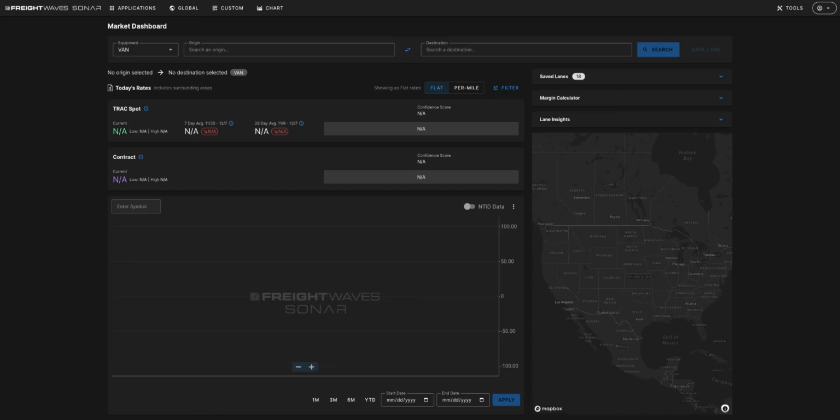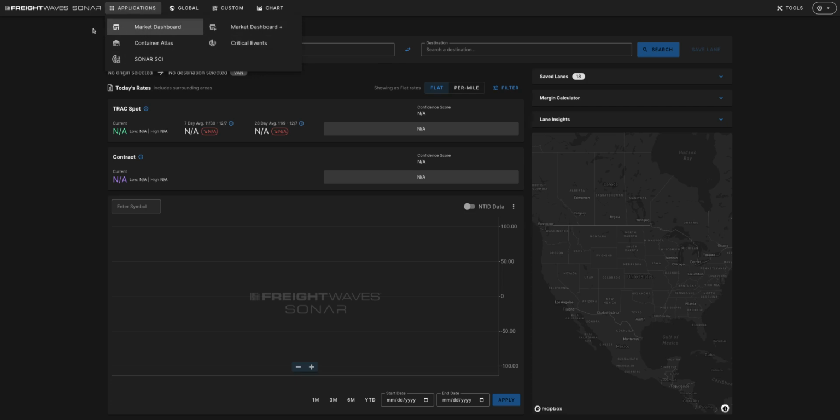Hi, in this training, we will be going over the Sonar 101. When you first log into Sonar, the market dashboard will be your landing page. The market dashboard is housed under the applications. We have 5 different applications, and on this call, we will be reviewing the market dashboard.